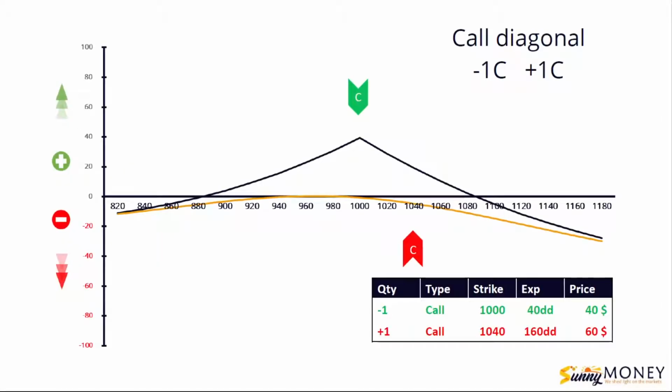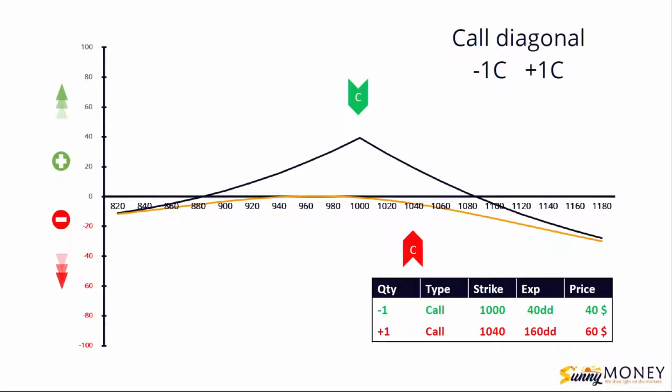In this example, we buy a long-term call far from the price. Strike 1040 with 160 days to expiry. And, at the same time we sell a short-term call closer to the price. Strike 1000 expiring 40 days. With this strategy we try to combine the advantages of calendar spreads with vertical spreads.